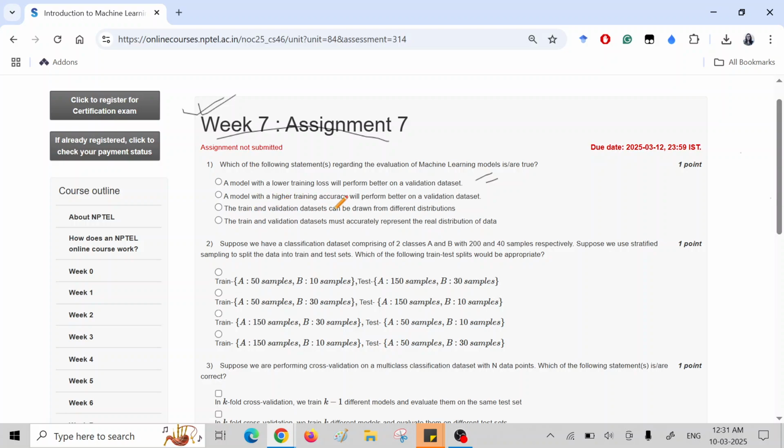The train and validation data sets can be drawn from different distributions. So again we need to draw both train and validation data set from the same distribution only. So it is also wrong. The train and validation data sets must accurately represent the real distribution of the data. So this last option, this is the correct option.